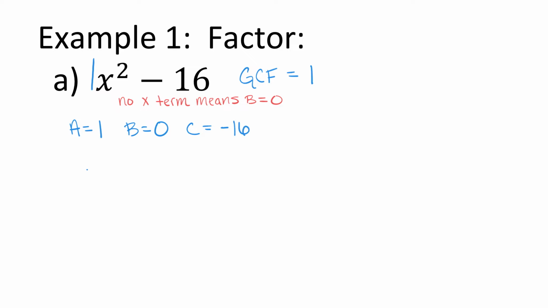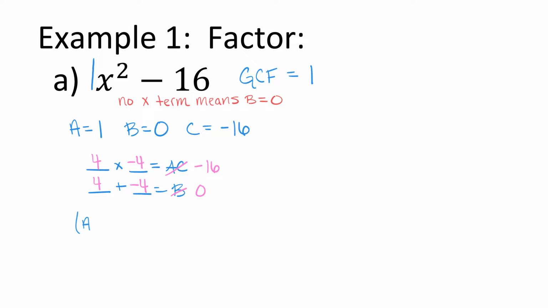Now we need to find two numbers that multiply to A times C but add to B. A times C, 1 times negative 16, is negative 16, and B is 0. So two numbers that multiply to negative 16 but add to 0 are 4 and negative 4.